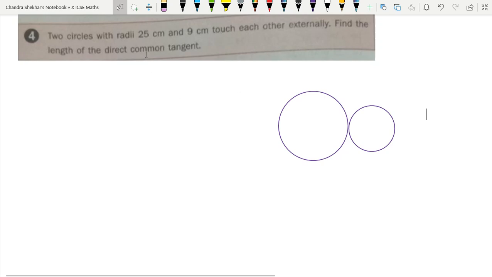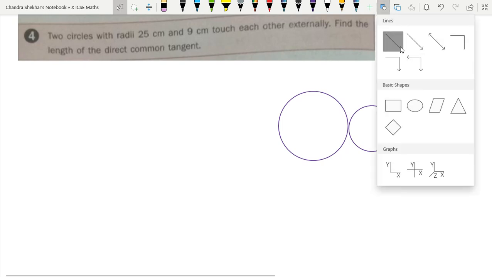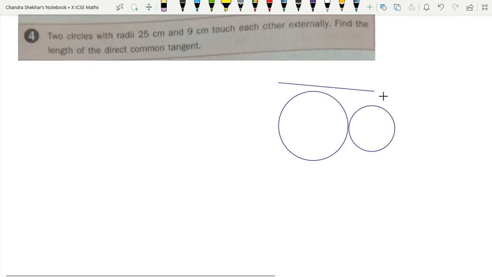Two circles with radii 25 centimeter and 9 centimeter touch each other externally. You can see I have made them touch each other externally. Find the length of the direct common tangent. So what is the direct common tangent? Direct common tangent will be like this, which touches both the circle at a point here.